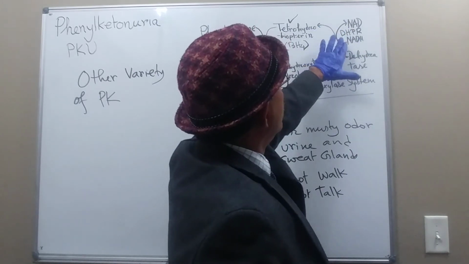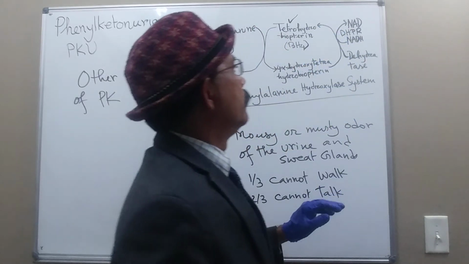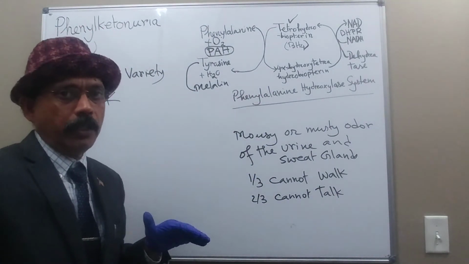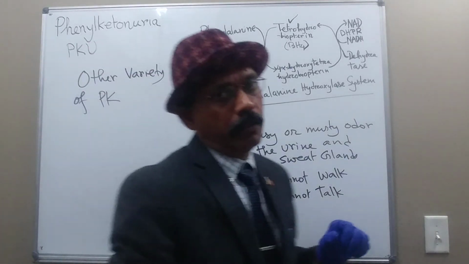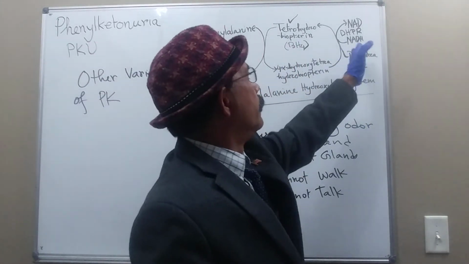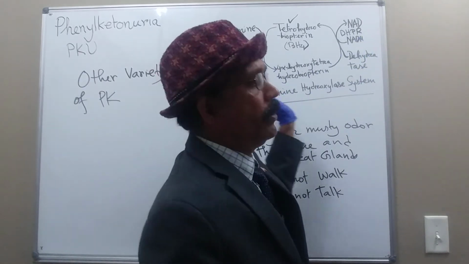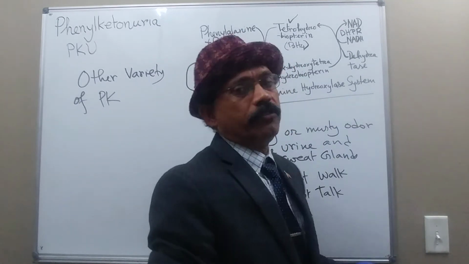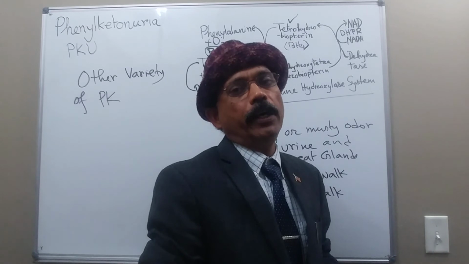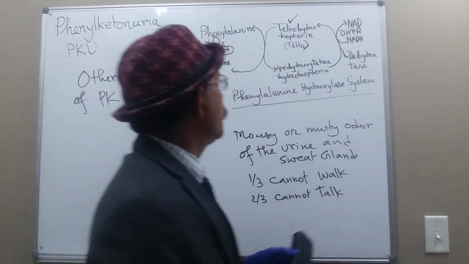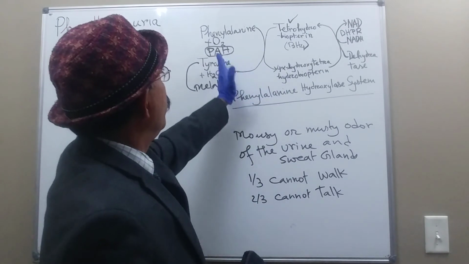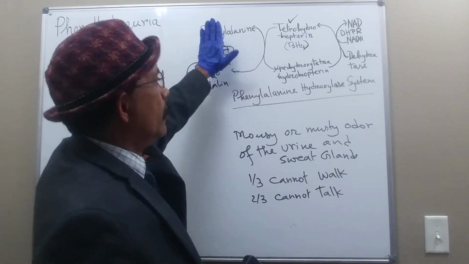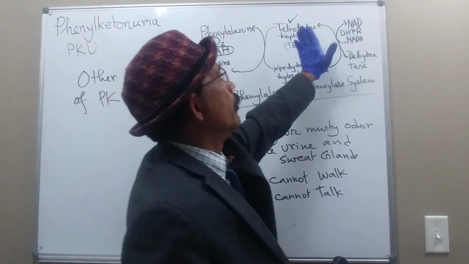That may cause defective formation of tyrosine and tryptophan, two other amino acids. So here there is not only a problem of phenylalanine, but also some metabolic disturbance of tyrosine and tryptophan. So we have multiple varieties of PKU, but the most common or classic form is around 97 to 98%. The others are around 1 or 2%.